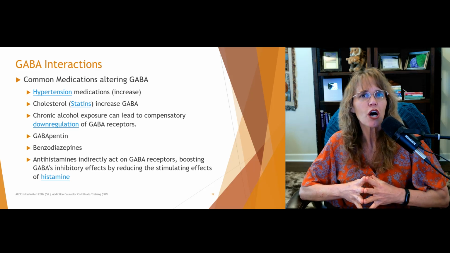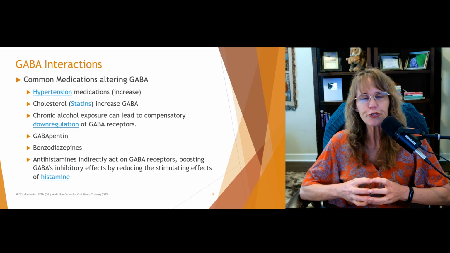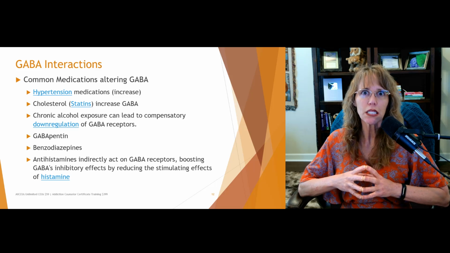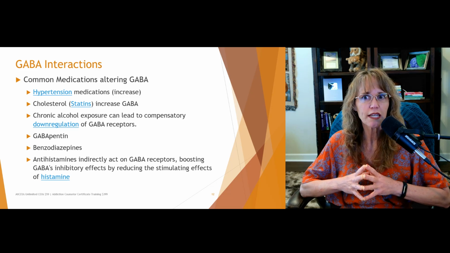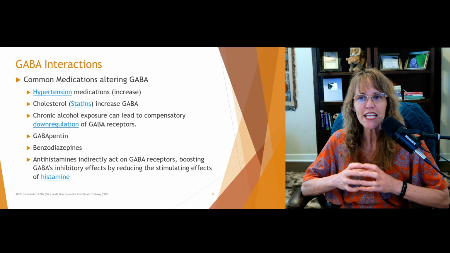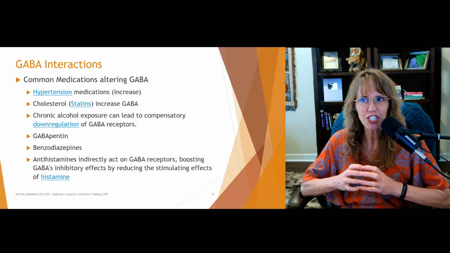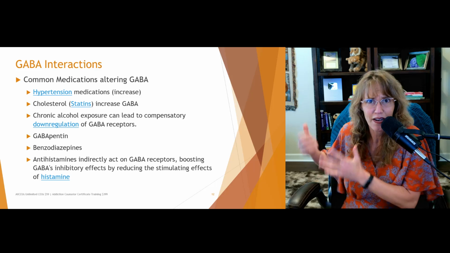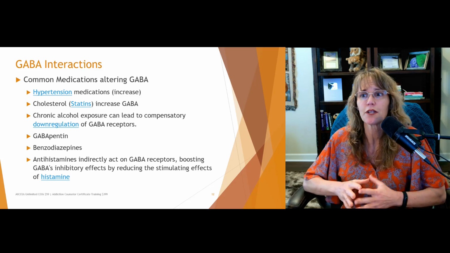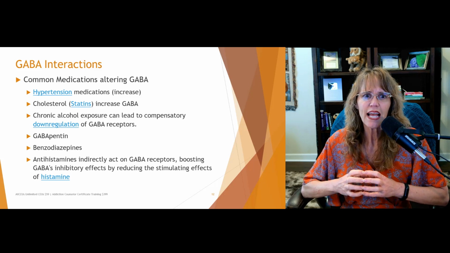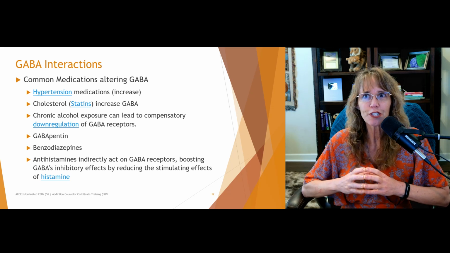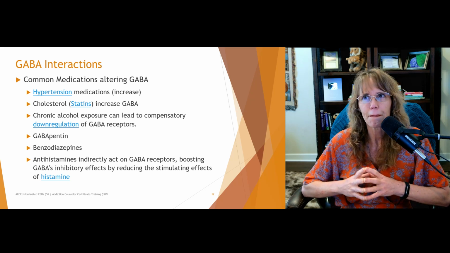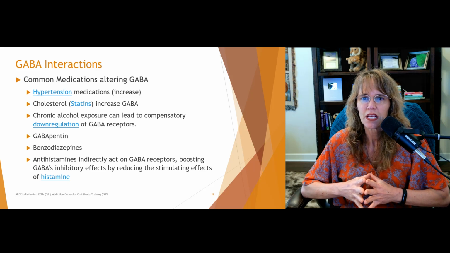Common medications altering GABA levels. When you do your intake with people, it's important to recognize that there are a lot of drug interactions. Hypertension medications, your blood pressure medications, increase GABA. That makes sense. Somebody's stressed out, they have high blood pressure, we want them to relax a little bit. But it could also contribute to them feeling sleepy and sluggish, and maybe even unmotivated.